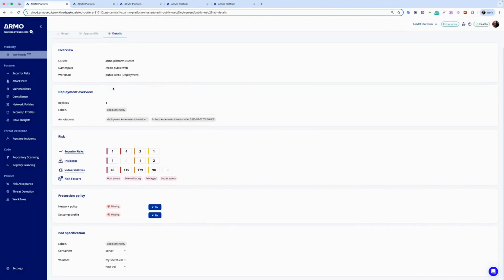By combining configuration checks, runtime insights, and policy enforcement visibility, the ARMO platform provides a real-world view of the security of each workload, not just in theory but in practice.